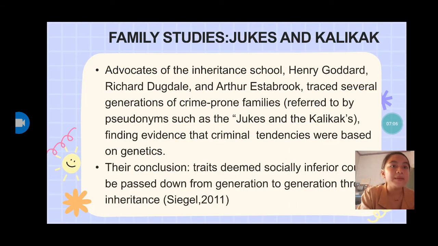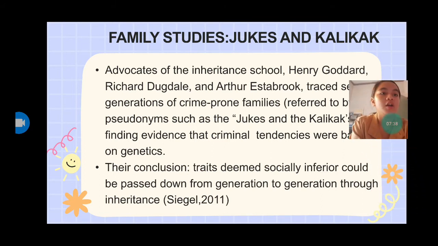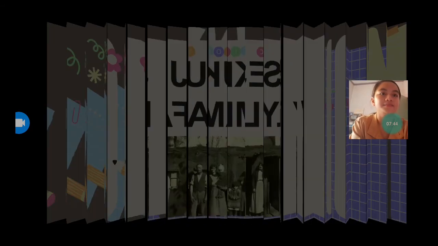So, family studies of the Jukes and Kallikaks. Advocates of the inheritance school, Henry Goddard, Richard Dugdale, and Arthur Estabrook, traced several generations of crime-prone families, referred to by pseudonyms such as the Jukes and Kallikak families, finding evidence that criminal tendencies were based on genetics. Their conclusion: traits deemed socially inferior could be passed down from generation to generation through inheritance.